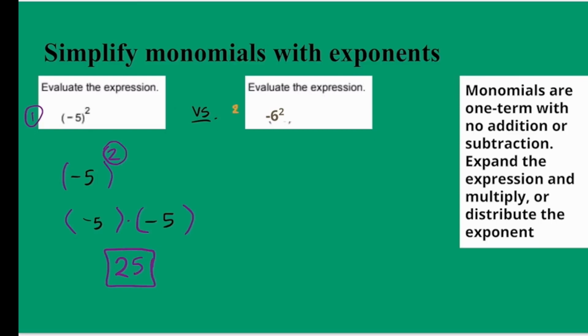For number 2, on the left side, that exponent is on top of the number 6. There are no parentheses. So that exponent 2 says you are multiplying 6 times 6. If there is a negative in front of that expression, that negative goes in front of that multiplication. 6 times 6 is 36, and then we have a negative out there, so it's negative 36.